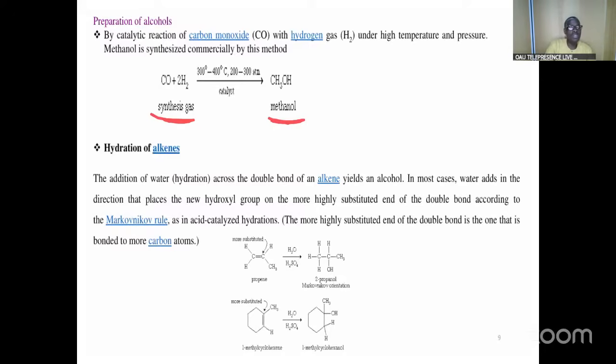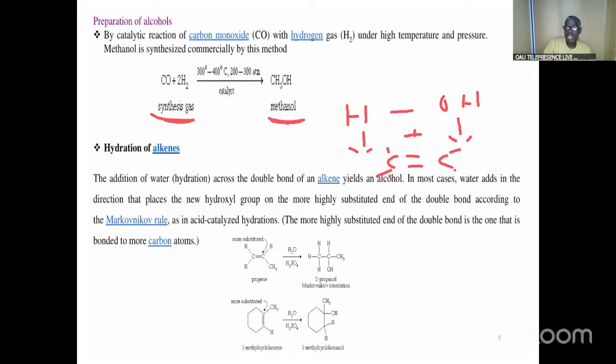Another method that is commonly used to prepare an alcohol is by hydration of alkenes. Now, hydration means addition of water, of course. So the addition of water across the double bond of an alkene will yield an alcohol. That is, you are adding water across the double bond of an alkene. So you are adding the OH to one carbon and you are adding hydrogen to another carbon, across the double bond.